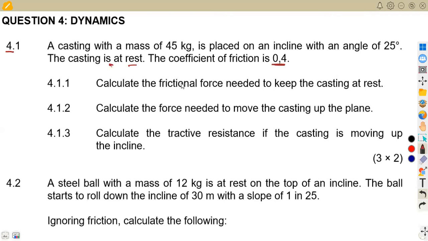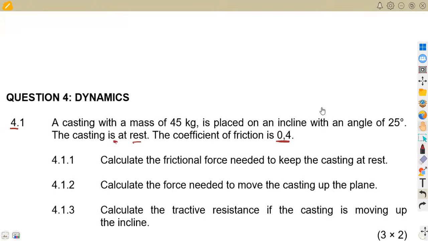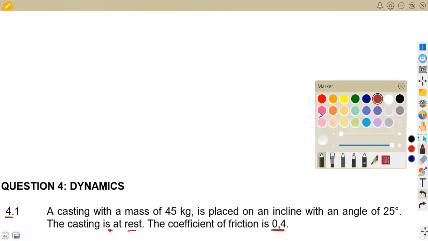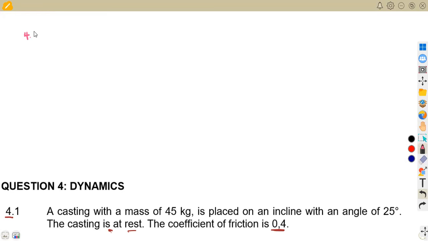So if we are to take this into consideration, this is on an incline. So let us just have our little diagram here so that we can see how to attempt this question. So that is 4.1. We are having an incline in this case like this at a certain angle of 25 degrees. So this is what we are given to the horizontal. This is going to be at an angle of 25 degrees, the one that you're given.